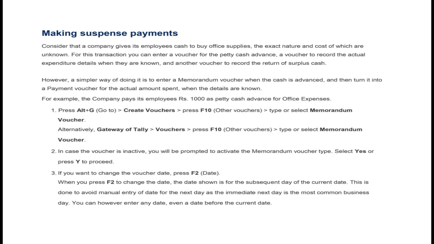2. In case the voucher type is inactive, you will be prompted to activate the Memorandum Voucher type. Select Yes or press Y to proceed. 3. If you want to change the voucher date, press F2, Date. When you press F2 to change the date, the date shown is for the subsequent day of the current date. This is done to avoid manual entry of date for the next day, as the immediate next day is the most common business day. You can, however, enter any date, even a date before the current date.